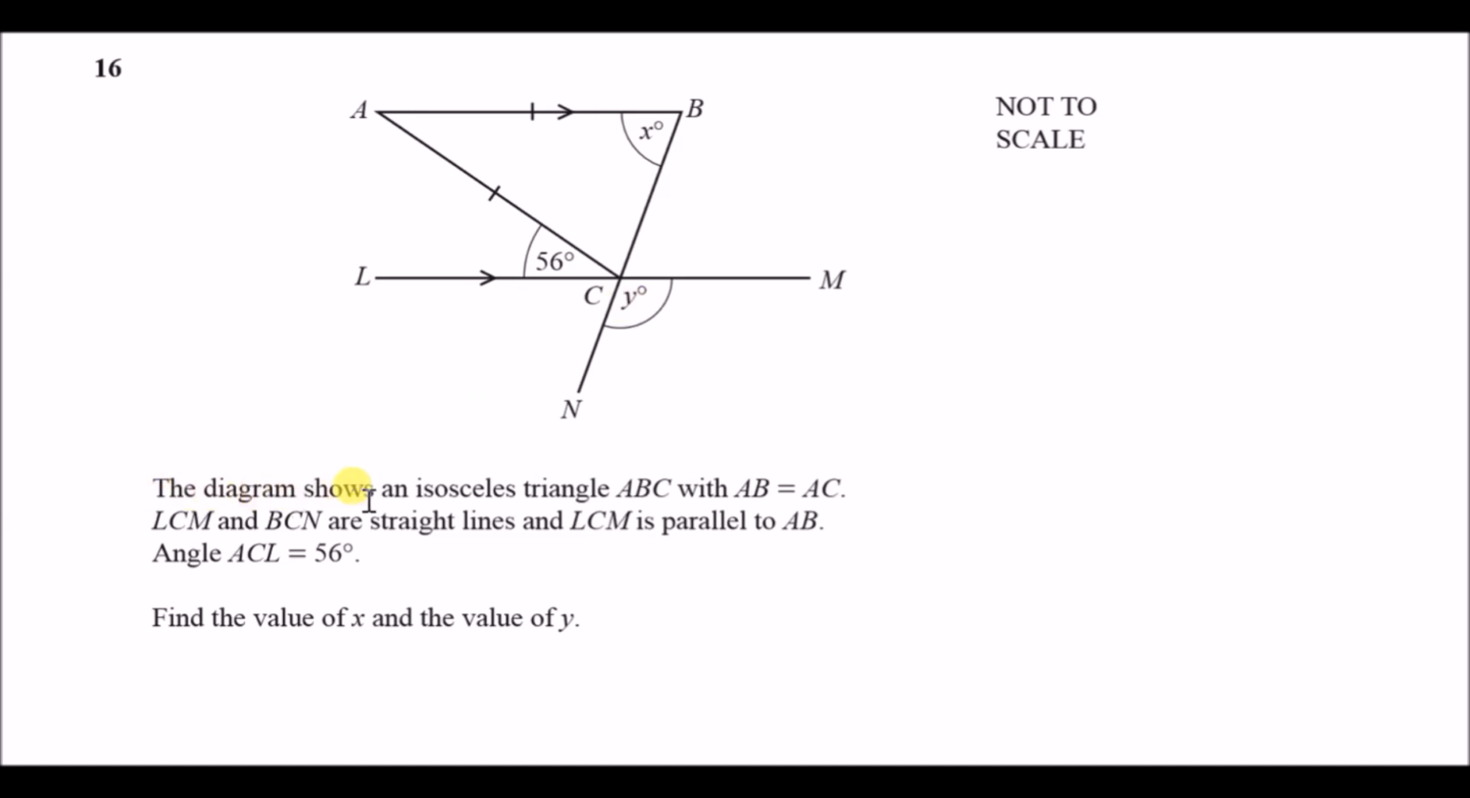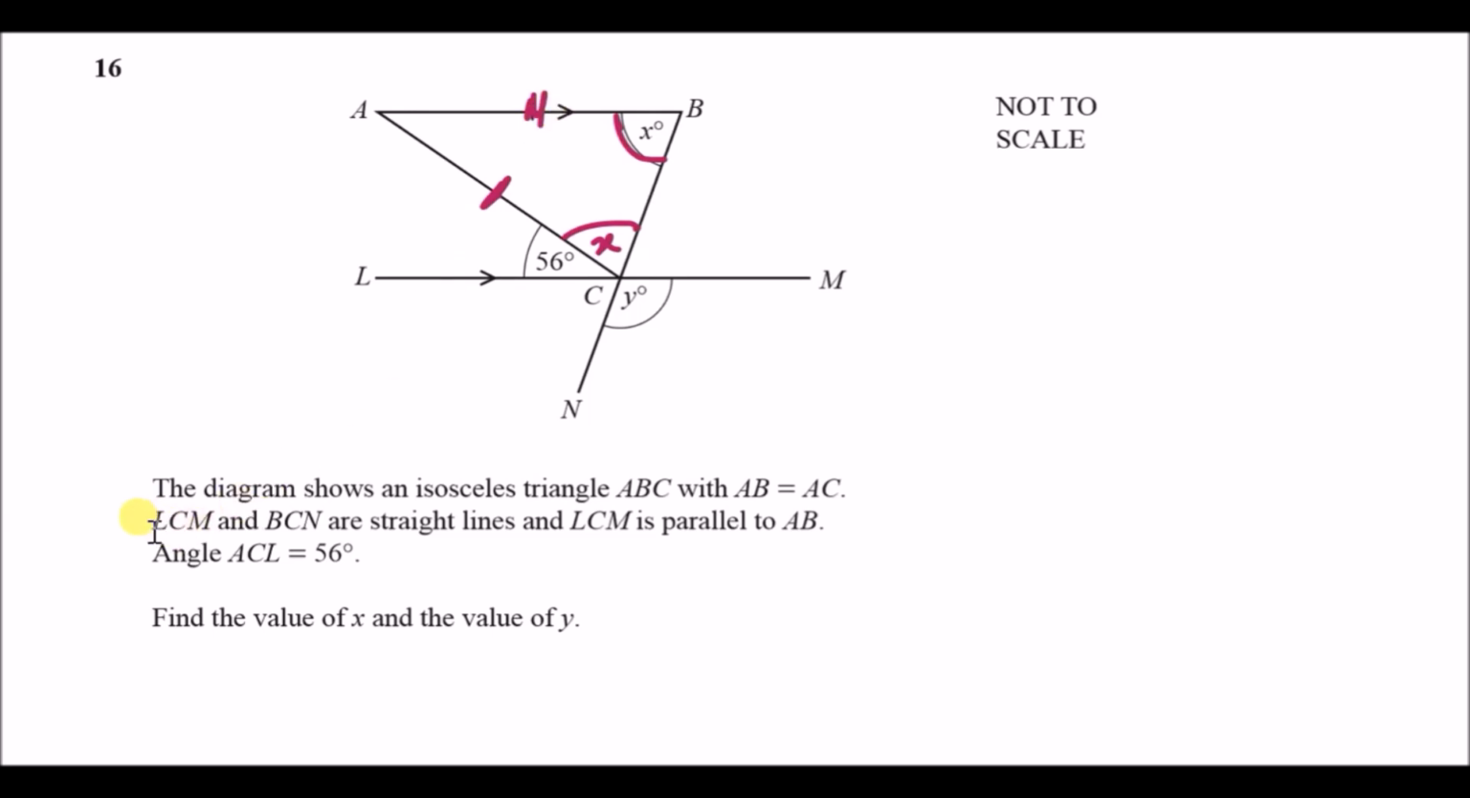The diagram shows an isosceles triangle ABC with AB equal AC. Isosceles means two lengths are the same. In this case, we've got AB and AC. That also means that both angles are the same. So if this is X, this is also X. So that's actually going to help us.